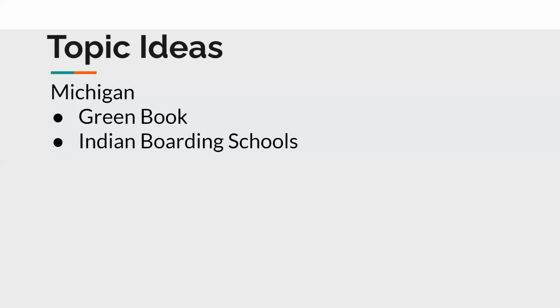The last boarding school in Michigan closed in the Mount Pleasant area in 1983. So this is not something that happened just in the late 1800s, early 1900s, or even the early 1800s. It went all the way up to 1983. And so there's some good information that you can find about that.